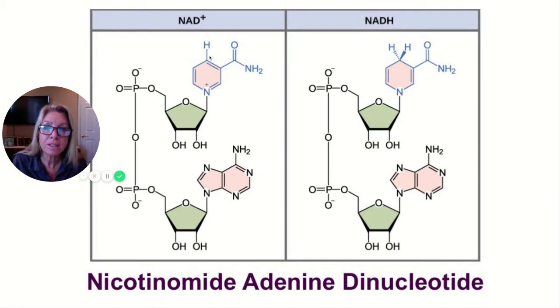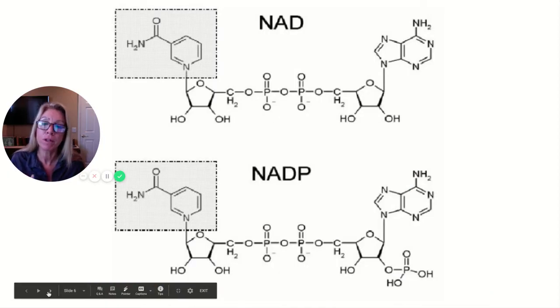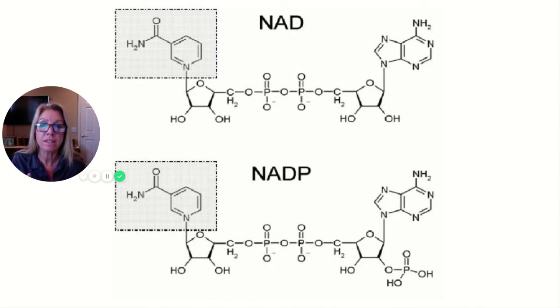You can see here's a single hydrogen. Here you've added on an extra hydrogen. So it's reduced, it's gained electrons, it's gained hydrogen. This right here is what you're going to take to the top of your electron transport chain so you can make ATP. Now, NAD is similar to NADP that we've already learned about before in photosynthesis, right?